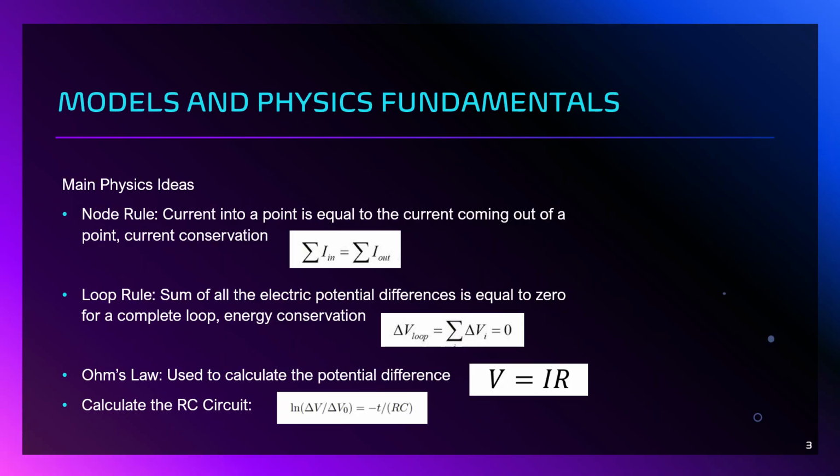The models and physics fundamentals: the main physics ideas used in this lab were the node rule, which is the current into a point is equal to the current coming out of a point, demonstrating current conservation. The loop rule, which is the sum of all electric potential differences is equal to 0 for a complete loop, demonstrating energy conservation. Ohm's law, which is used to calculate the potential difference. And lastly, the equation used to calculate the RC circuit.